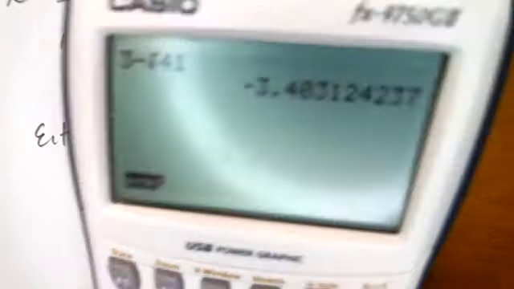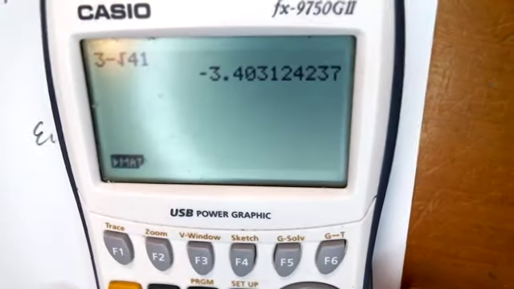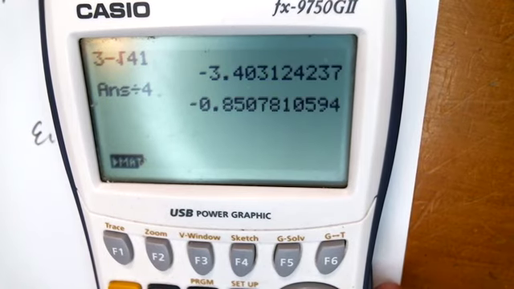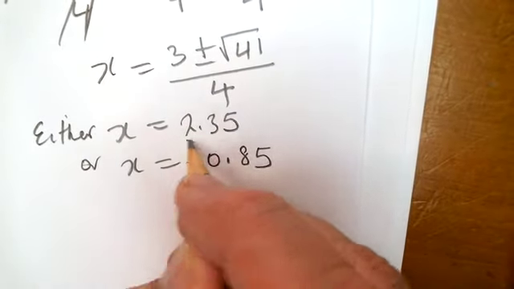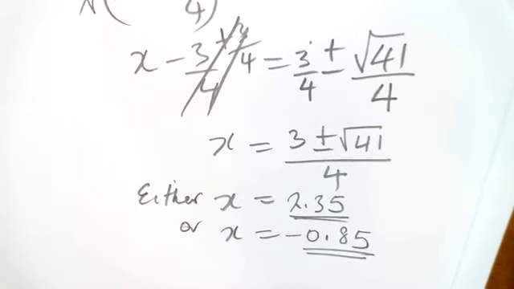Ew, you can't see that very well, can you? Focus. Why isn't it focusing? Focus. There you see, look at that. Root 41 divided by 4. Here it is, negative 0.85. Yeah, that's good. Negative 0.85. And they are my 2 answers, and that would be my solution. Hope that makes sense, folks.